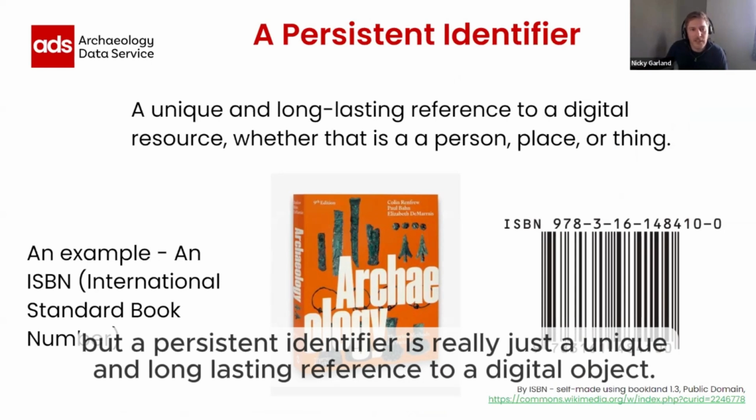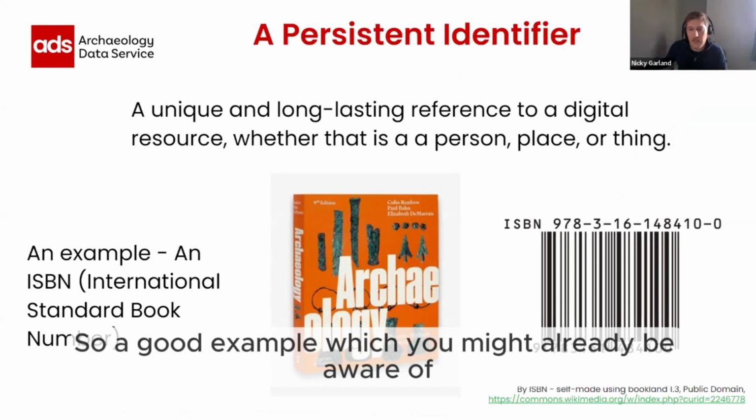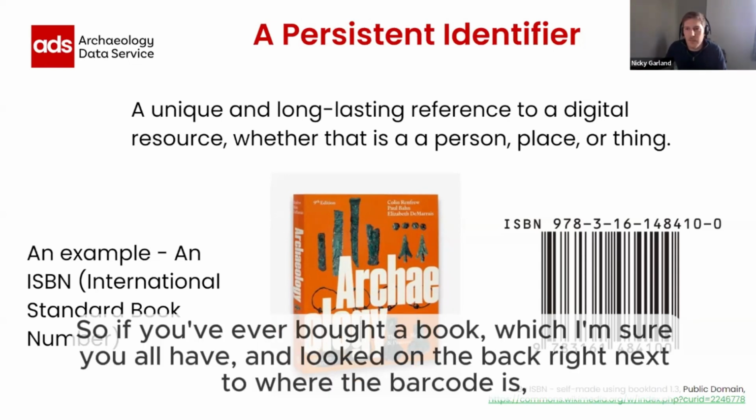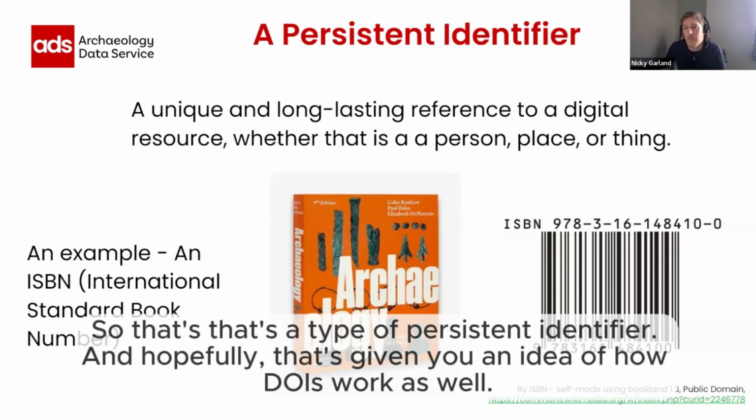But a persistent identifier is really just a unique and long-lasting reference to a digital object. And that digital object could represent anything: a person, a place, or a thing. A good example, which you might already be aware of, are ISBNs. These are the International Standard Book Numbers. If you've ever bought a book, which I'm sure you all have, and looked on the back, right next to where the barcode is, you probably would have seen the ISBN number. And this is a unique identifier to every particular book, which specifically identifies that book. So that's a type of persistent identifier.